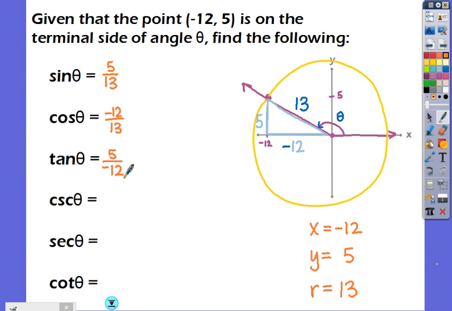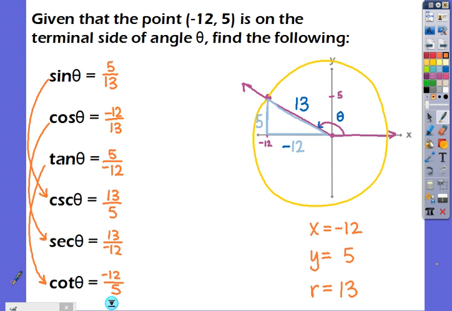Cosecant, the reciprocal of sine, 13 over 5. Secant would be this reciprocal. And cotangent, the easy one to remember, would be this reciprocal.